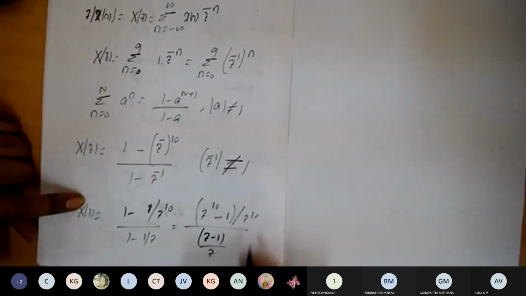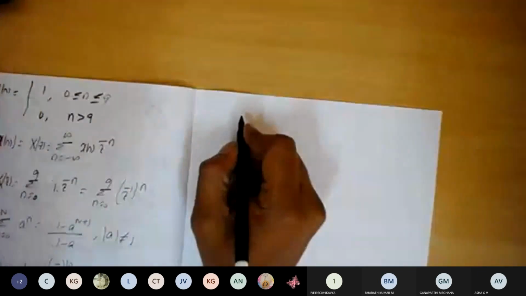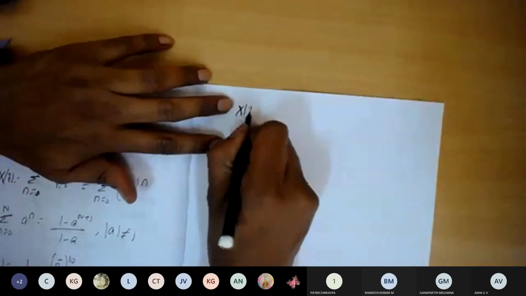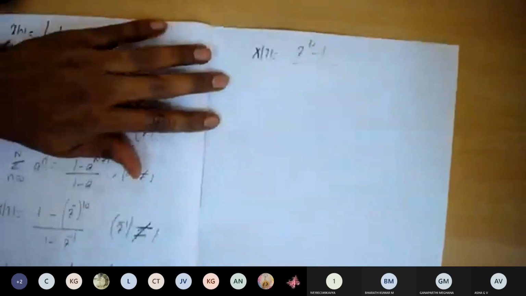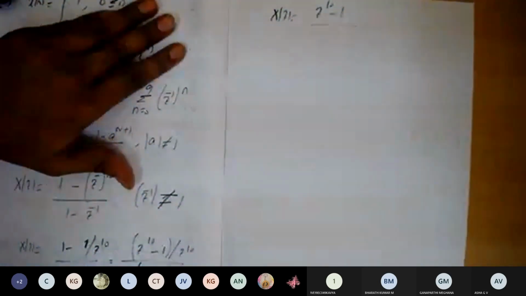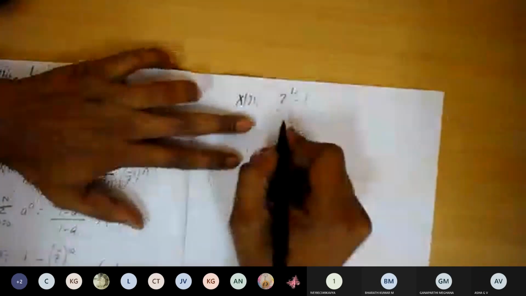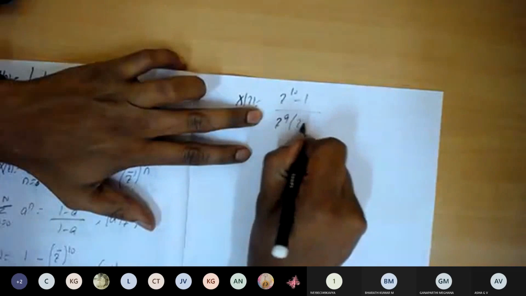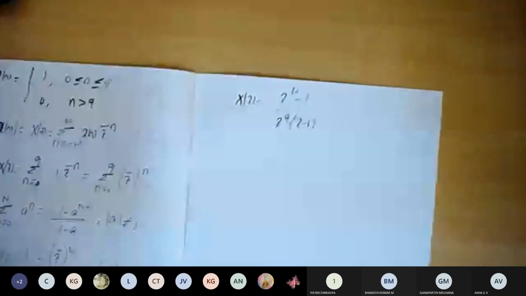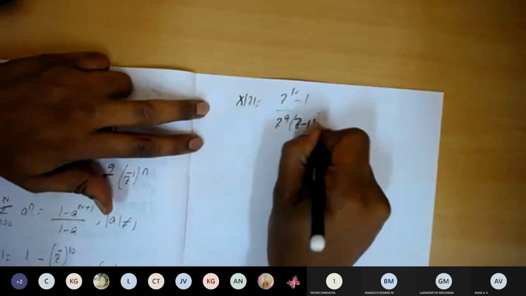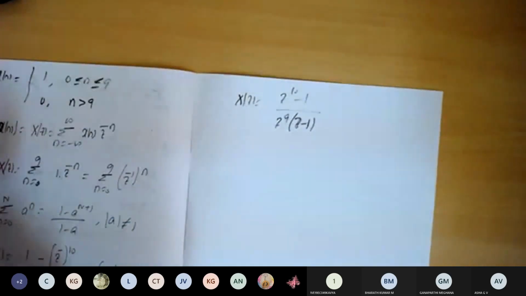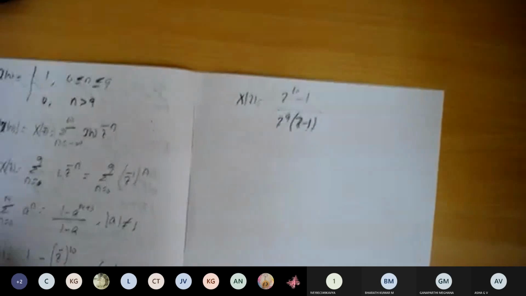So z and z to the power of 10 we can cancel some of the terms here. So X of z will become z to the power of 10 minus 1 divided by, in the numerator, z to the power of 10 and z will get cancelled, so only z to the power of 9 will be left. We can write that as z to the power of 9 into z minus 1. Right.